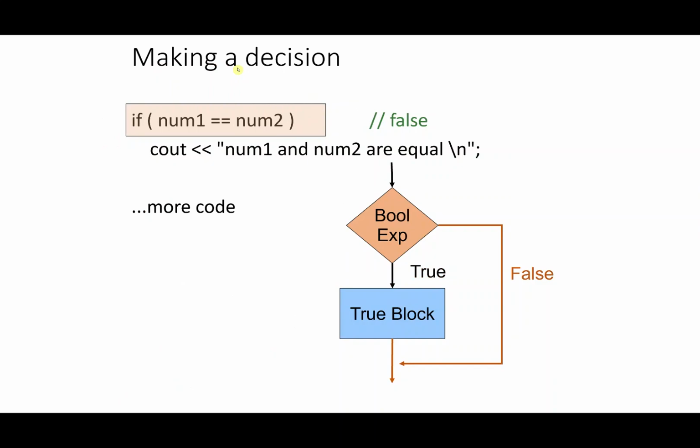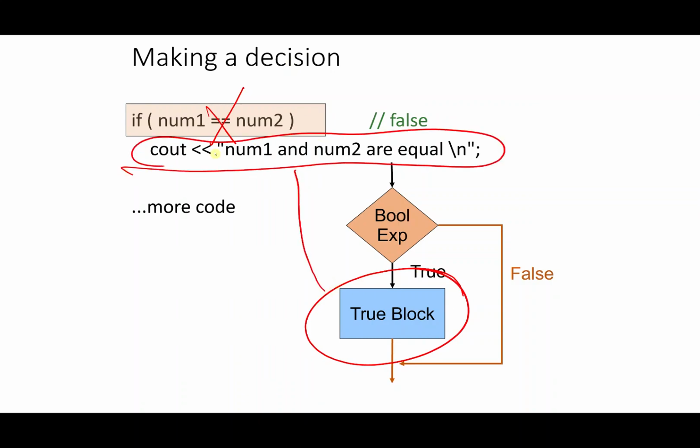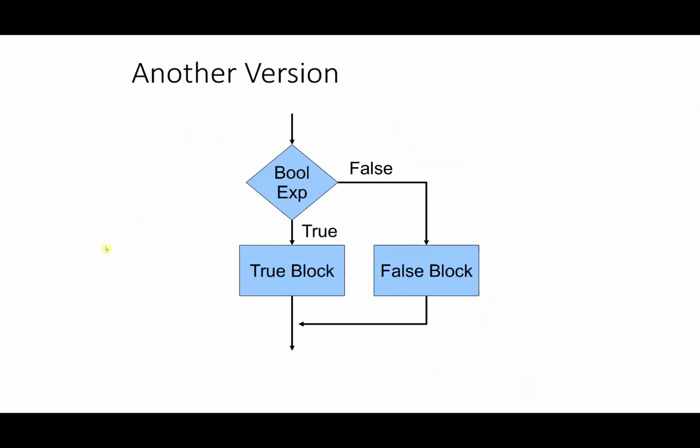Now, if this evaluates to false, then this is being skipped. So we skip this line and execute whatever follows that line. Okay, we have another version. The other version is called the if-else.